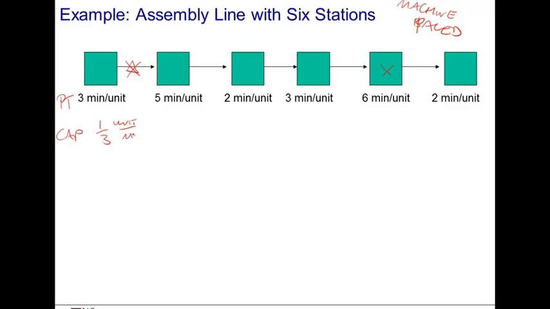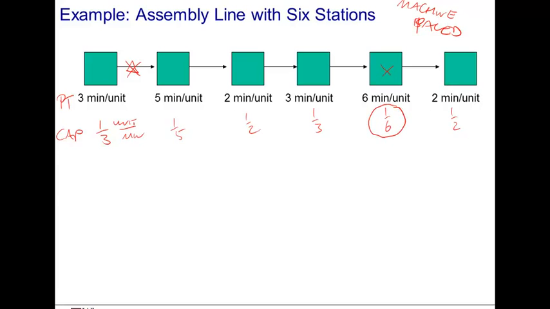So this is units per minute: 1 over 5, 1 over 2, 1 over 3, 1 over 6, 1 over 2. We can apply our definition of the bottleneck and say that the step with the lowest capacity is the bottleneck. That makes station 5 indeed the bottleneck.